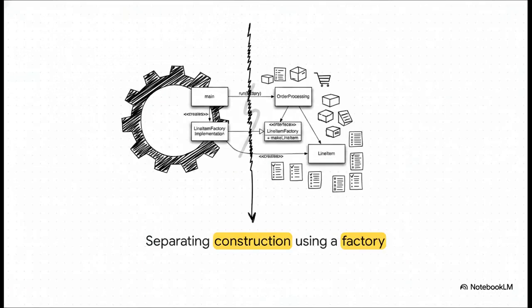But wait, what if the application actually needs control over exactly when an object gets created? Say you have an order processing system that needs to create line items on the fly. In that case, we can use an abstract factory pattern. The application code triggers the creation, sure, but the nitty-gritty details of how that creation happens are still kept safely over on the main side of the line. Your application stays entirely decoupled from those messy construction details.